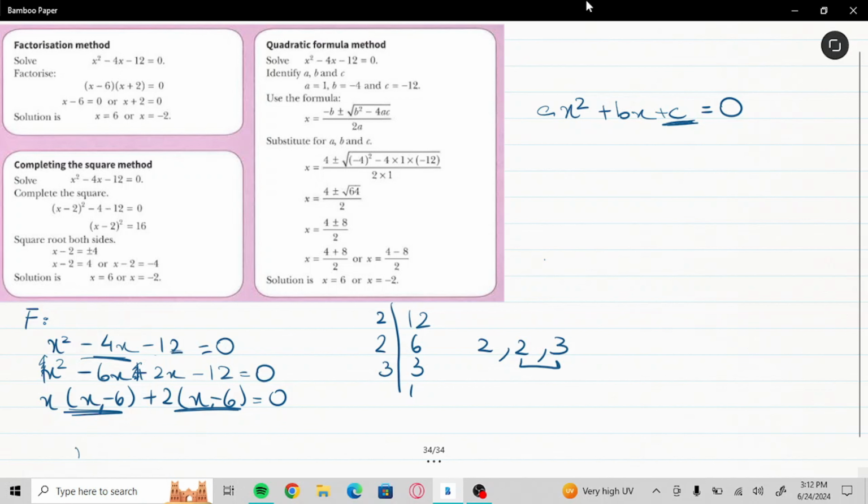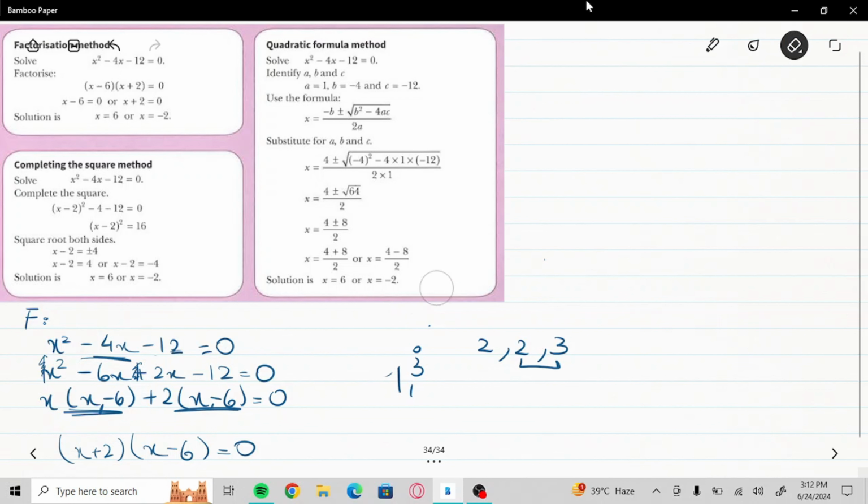That's a check. So x plus 2, we take this in one form, and x minus 6, we take this in another form, is equal to 0. And that's how you factorize. So x plus 2 or x minus 6 is equal to 0.